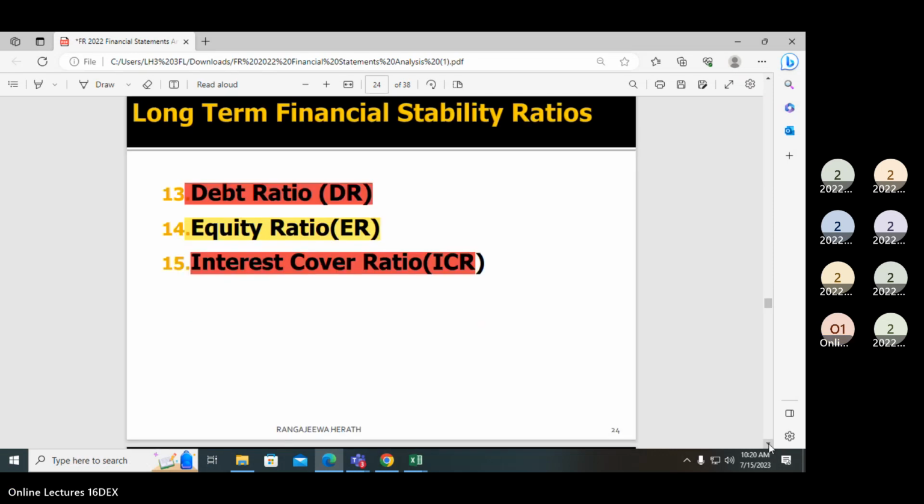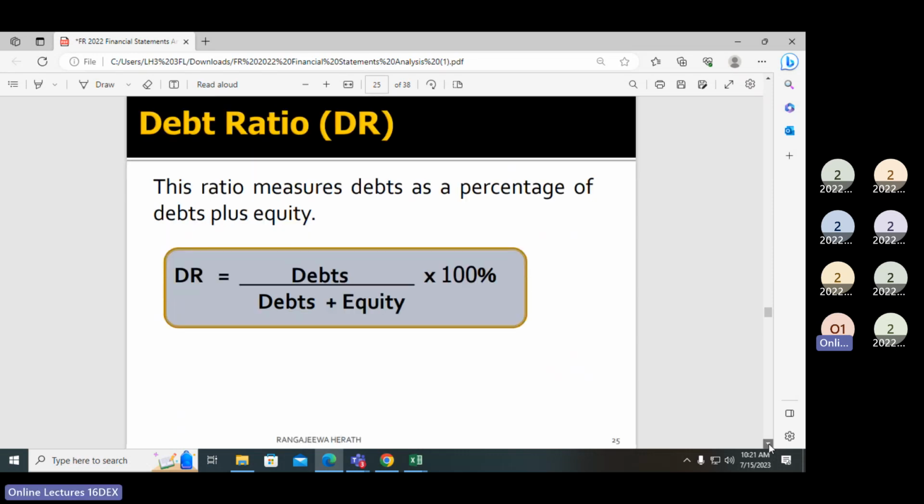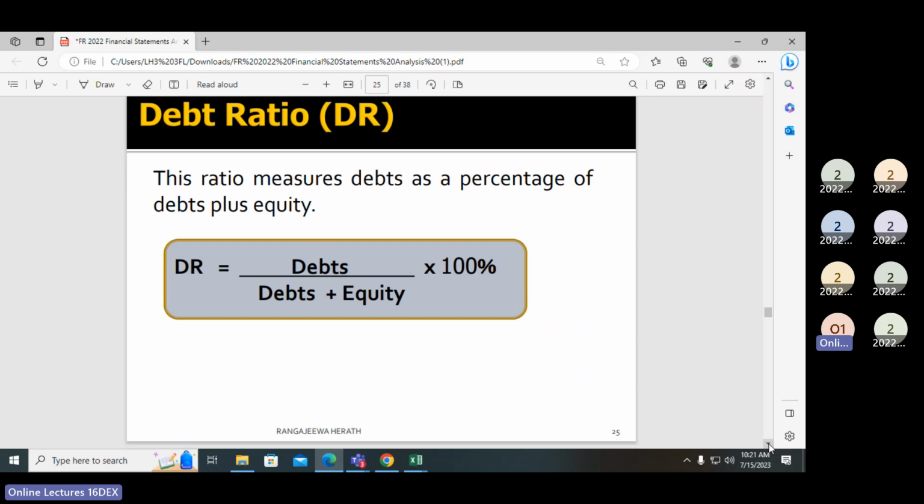Okay, we'll get to the debt ratio. The calculation is quite straightforward: debt divided by debt plus equity. So what is meant by debt here? Debt stands for debt here.